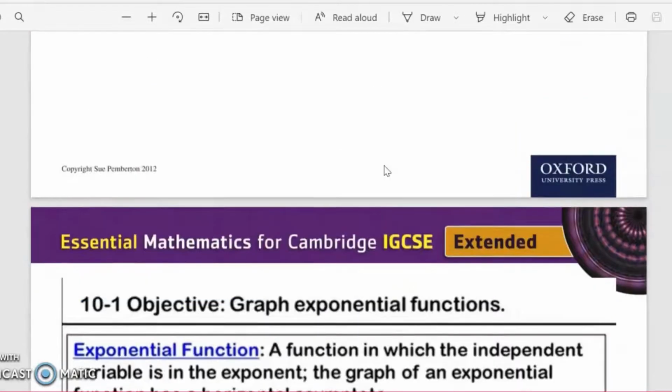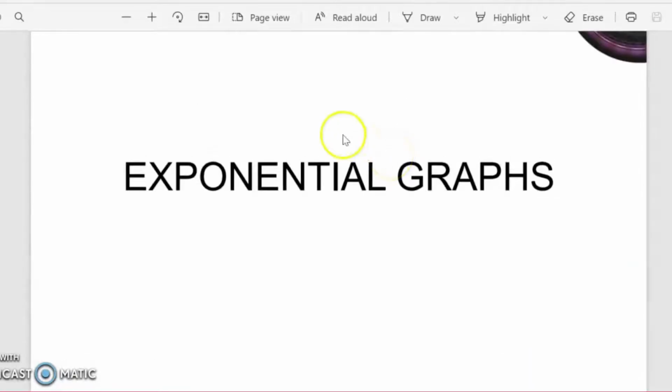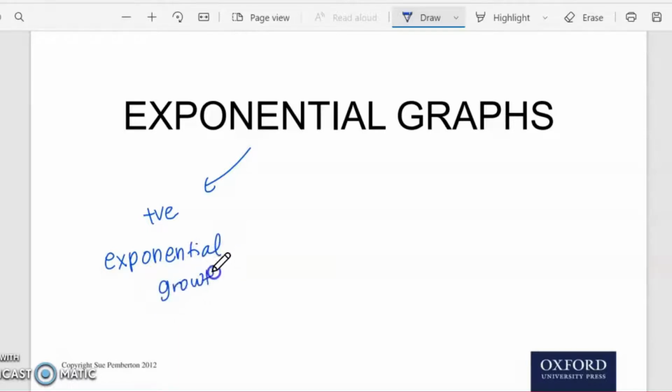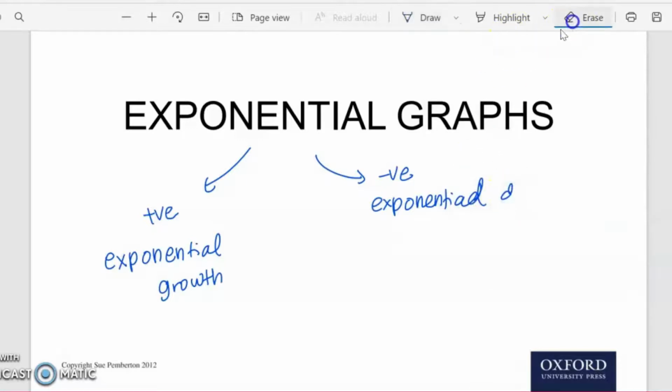Okay, so we have two forms of exponential. When it goes for positive, we call it exponential growth. When it goes for negative, we call it exponential decay. Okay, this one is positive, we call it exponential growth. Okay, so we look at them one by one after this. Okay, and then for the negative, we call it exponential decay graph. Okay, now the word decay means that the value becomes decreased.